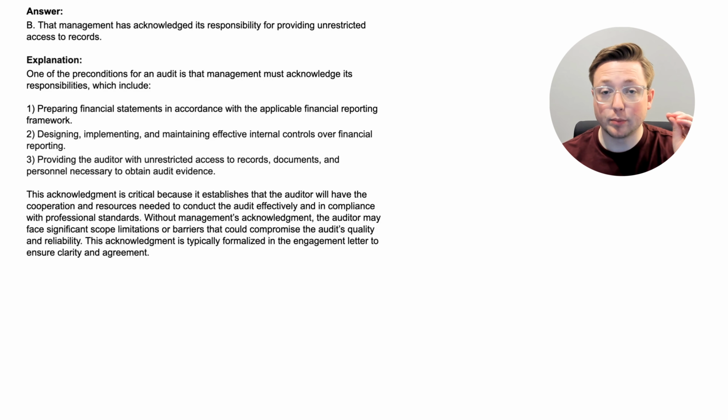But again, this is a precondition before you do the engagement letter, before you do all those other things. Management has to accept that these are their responsibilities, that they are in charge of the financial statements being prepared. They are in charge of designing, implementing, and maintaining internal controls. They are in charge of providing the auditor with whatever the auditor needs to be able to perform the audit. So those are management's responsibilities, and those have to be acknowledged, and the auditor has to know that management has acknowledged them for the auditor to accept the engagement. That was another precondition. Now let's go to the next question.